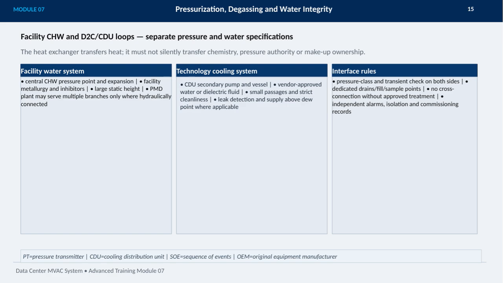The interface rules are also vital. They ensure pressure class and transient checks on both sides, dedicated drains, fill and sample points, no cross-connections without approved treatment, and independent alarms, isolation, and commissioning records to maintain safety and system integrity.